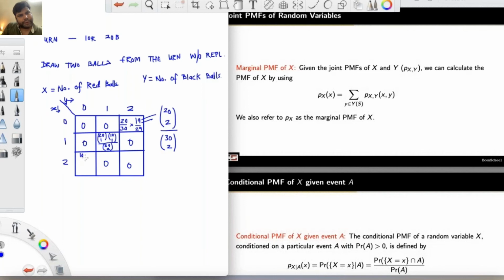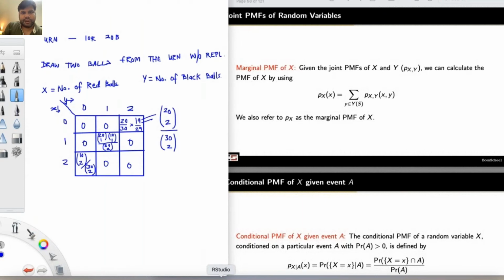So you want 2 red balls: 10 choose 2 divided by 30 choose 2. Okay, you can easily verify that this is a valid joint PMF. If you want, you can check the sum.